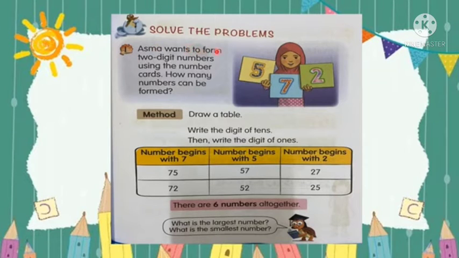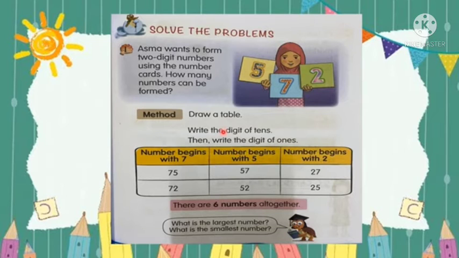Asma wants to form two-digit numbers using the number cards. Asma mau membentuk dua digit nombor menggunakan nombor kad. How many numbers can be formed? Berapa nombor yang boleh dibentuk? Let's see. How many numbers does Asma have? Asma has three numbers, right? 5, 7, and 2. So what can we do to solve the problems?